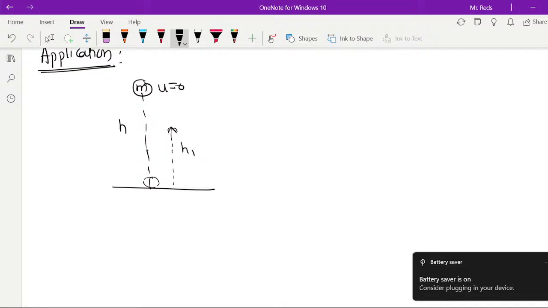In this case, we have to consider just before this small body m strikes the ground. The ground will be taken as a big body called the earth, of mass capital M.